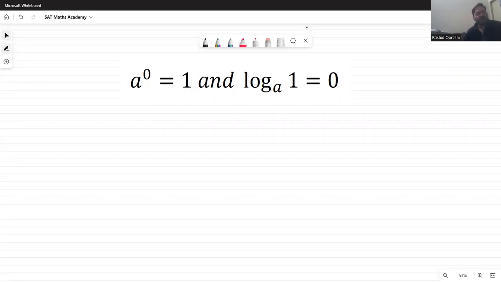Okay, now today I will start a very important law of the exponential, then how you will convert the exponential law into the logarithmic property. First of all, I will prove that a raised power 0 is equal to 1. I will start with the basic concept.